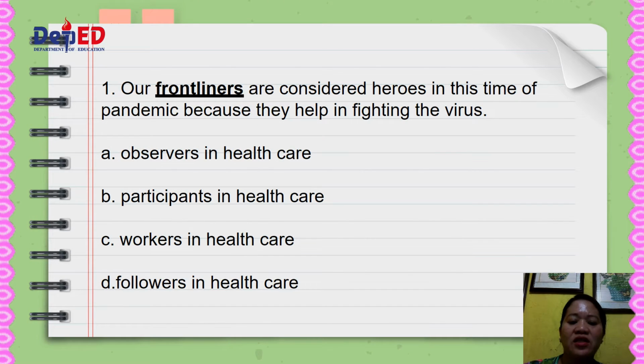Let us all answer number 1. Our frontliners are considered heroes in this time of pandemic because they help in fighting the virus. The unfamiliar word here is frontliners, and we have 4 choices. Let's see which one is the correct answer. A. Observers in healthcare. B. Participants in healthcare. C. Workers in healthcare. Or D. Followers in healthcare. I will give you 10 seconds to answer this. Think, think, think.